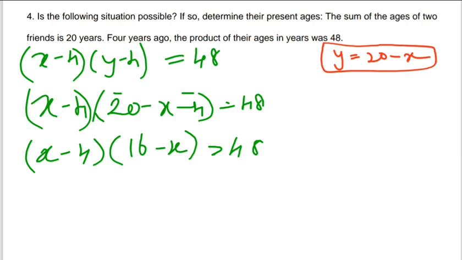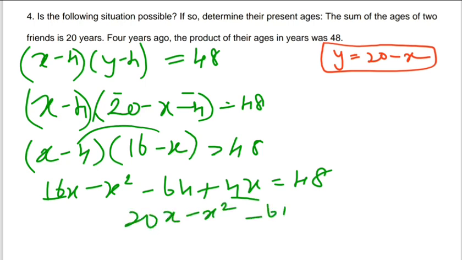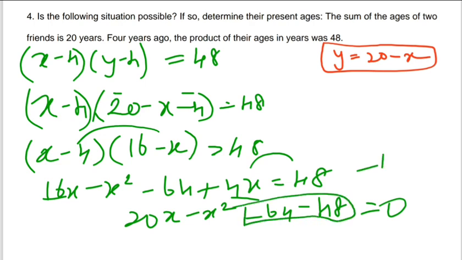Now let's multiply inside the bracket. So x into 16 minus x is 16x minus x square, and minus 4 into 16 minus x is minus 4 sixes are 24, so minus 64. Minus 4 into minus x is plus 4x is equal to 48. So 16x plus 4x is 20x minus x square minus 64, 48 to that side, 48 minus 48 is equal to 0. So if we do this, minus 64 minus 48 means minus 112.